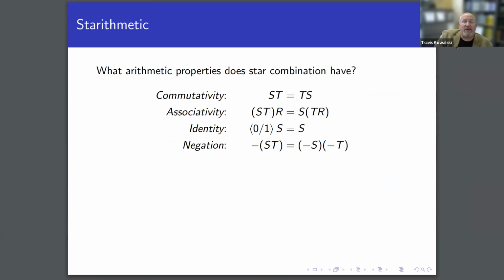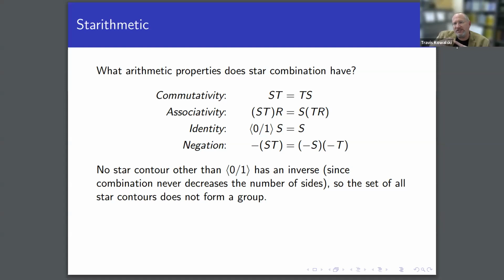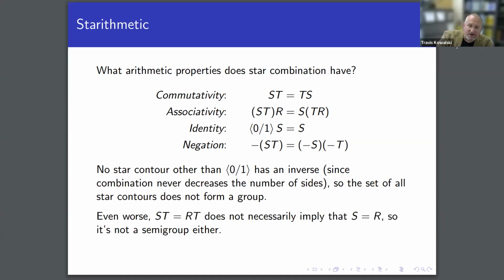Some of the arithmetic properties are pretty basic. This operation is commutative, it is associative. It's very easy to see that the one-sided star, the 0/1 star, is an identity. And that if you negate a combination, that's the same thing as the combination of the two individual negations. But because combination always increases the number of sides, no star other than the identity has an inverse. So this is not a group. And we saw an example that showed that ST equaling RT didn't necessarily imply that S and R were the same. So it's not even a semigroup. So I've lost some cool algebra properties that I might hope for.